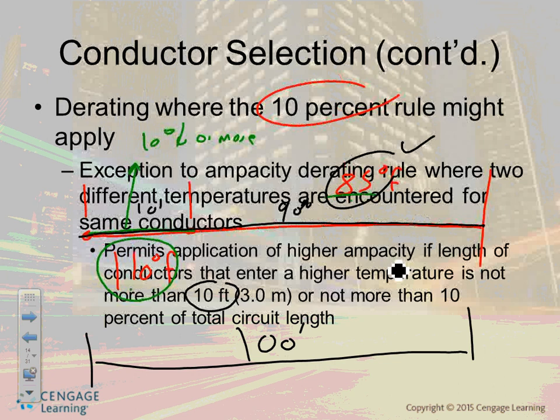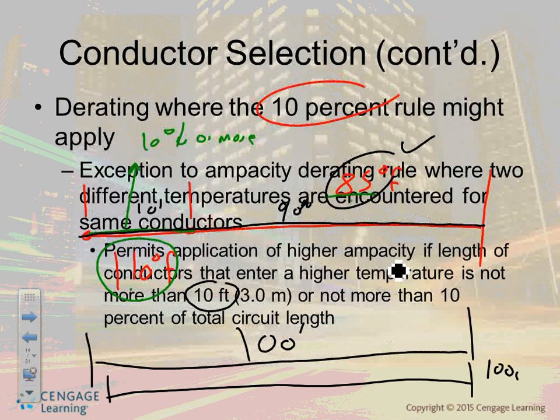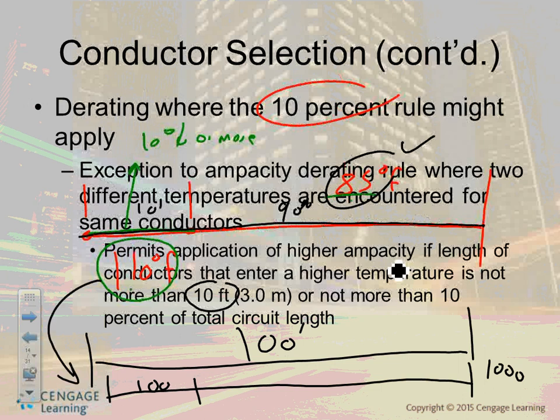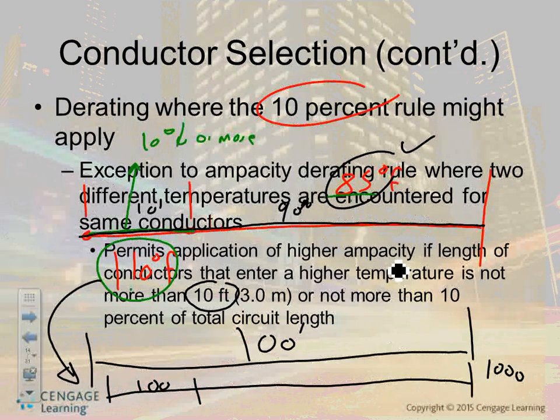Now look at this. Now you have 1,000 feet. Let's use an example, same example, 1,000 feet. What's 10% of 1,000 feet? 100 feet. Now, not more than 10 feet. Which one am I going to use? 110. Two rules: 10% or less, or 10 feet or less, whichever comes first.